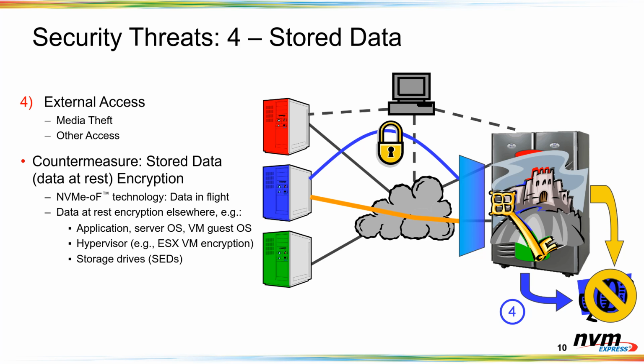NVMe Fabrics technology is about data in flight. We don't deal much with this threat. This is dealt with elsewhere via encryption in some component. It could be the application, server operating system, a hypervisor. For example, there are hypervisors that provide encryption, and it could actually be the drive itself has onboard encryption, so that what is stored on the media is in fact encrypted data.